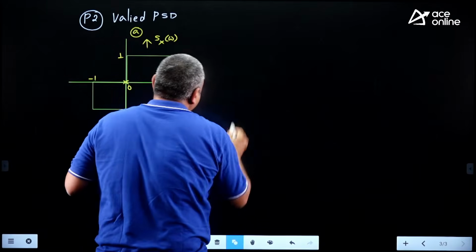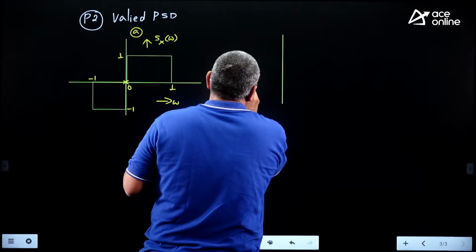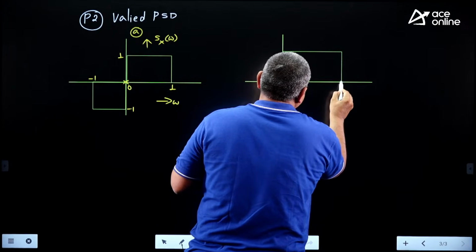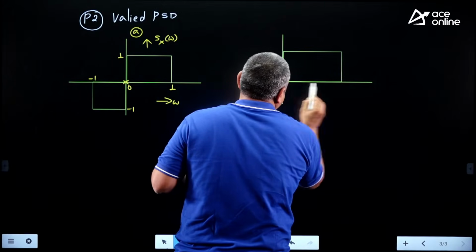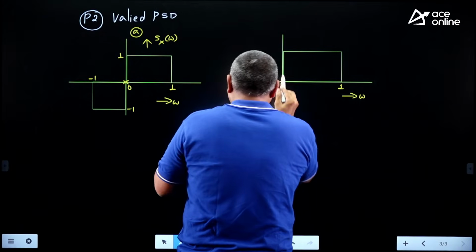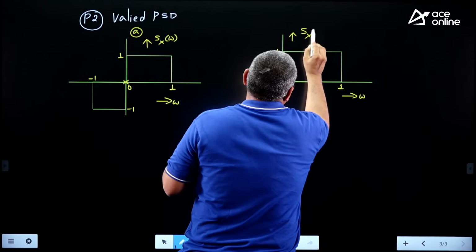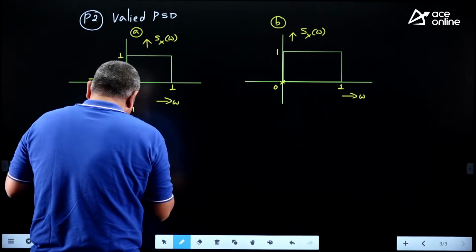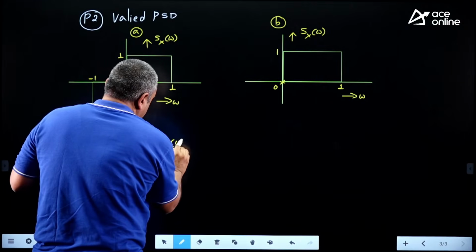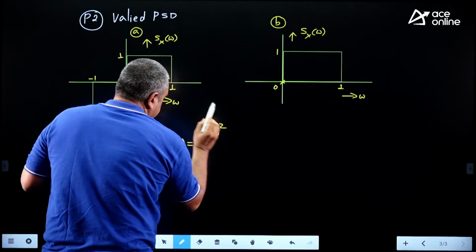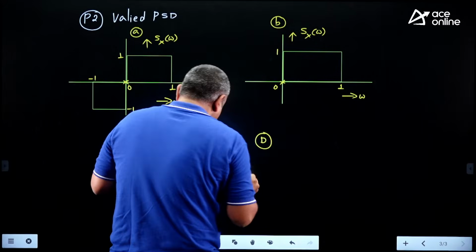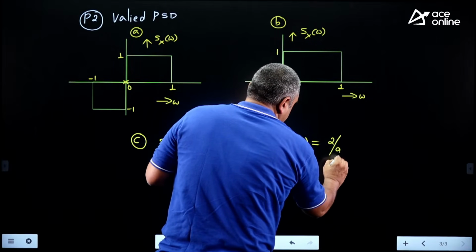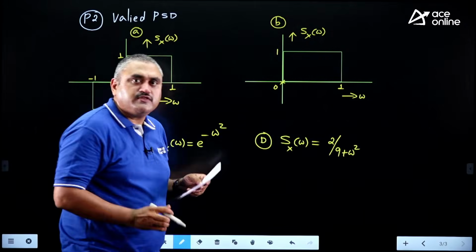And in option B also he has given a figure where he is showing this power spectral density like a step function from 0 to 1. X-axis is omega, amplitude is 1. And C has given an equation. He is saying Sx of omega is e power minus omega square. And the last option D is also an expression, Sx of omega is given as 2 by 9 plus omega square. So these are the options given.